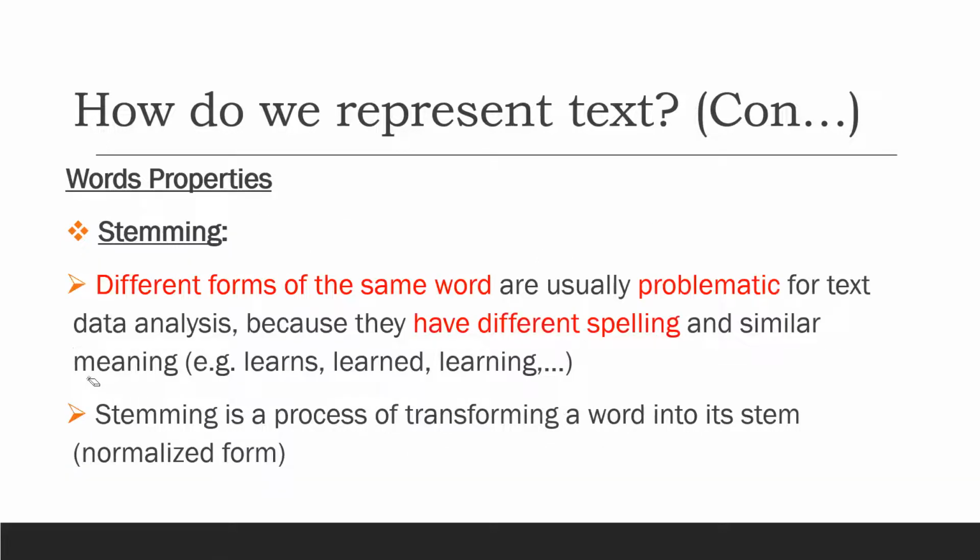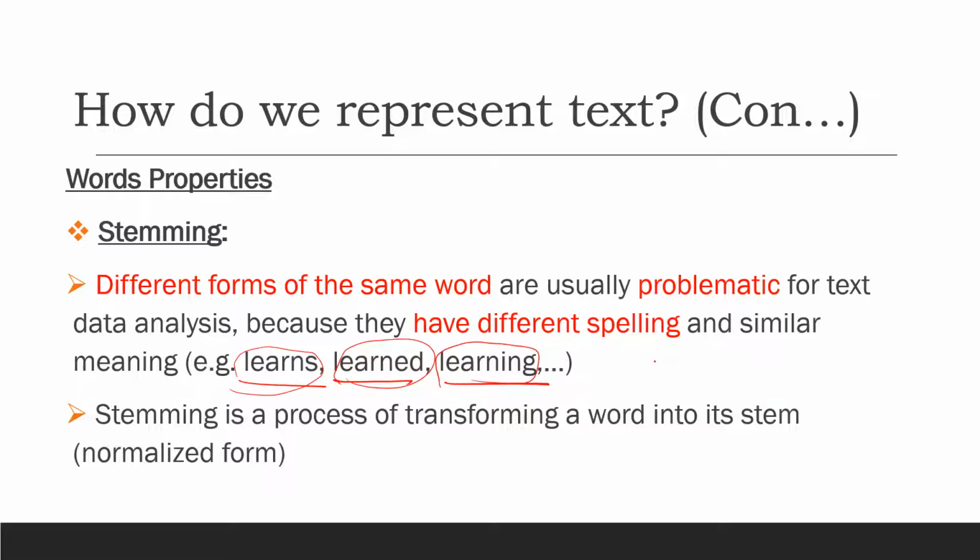Okay. One of the important properties of words is stemming. Stemming, in the sense the different forms of the same word are usually problematic. Let's say sometimes we say learn, sometimes we say learning, sometimes we say learns. The different words give the same meaning. The same thing, they learn something.